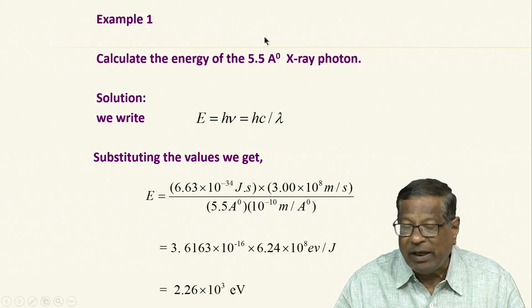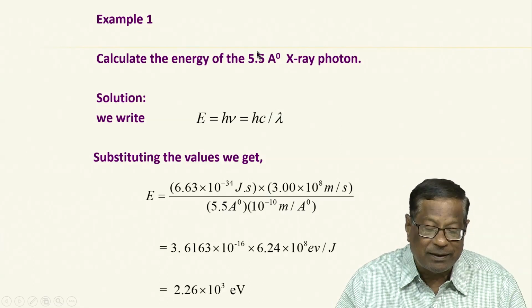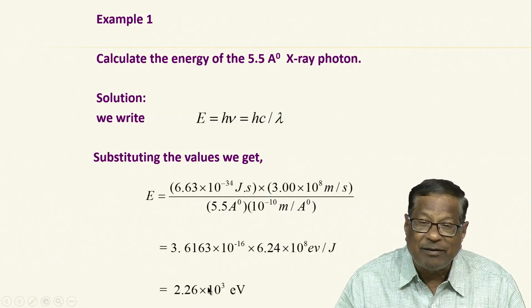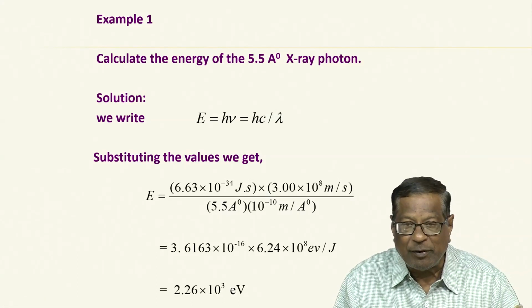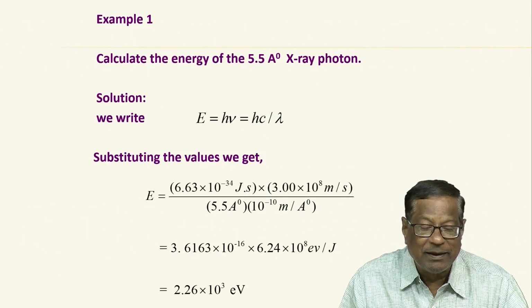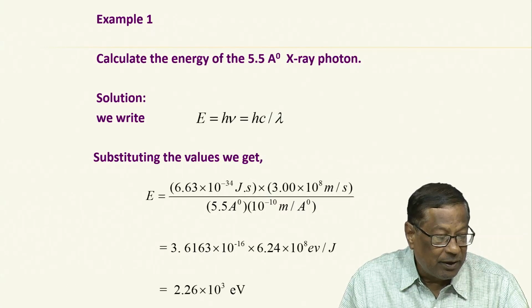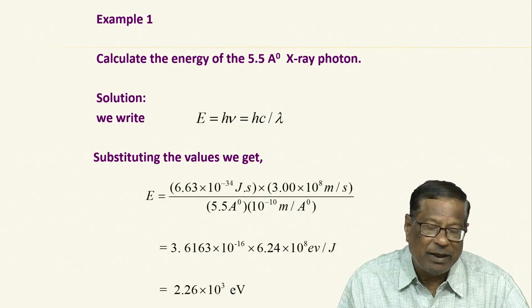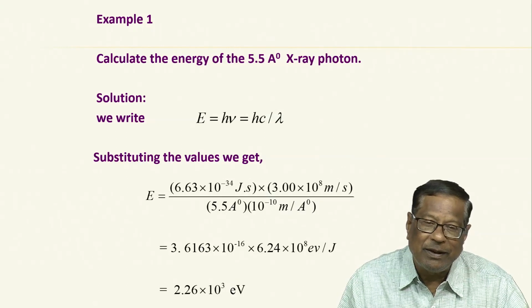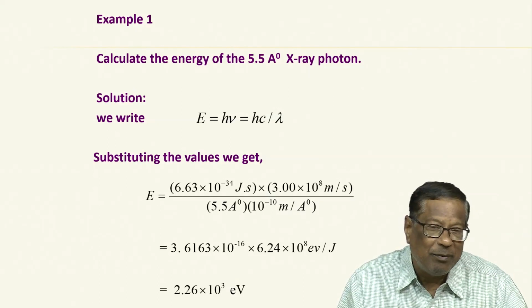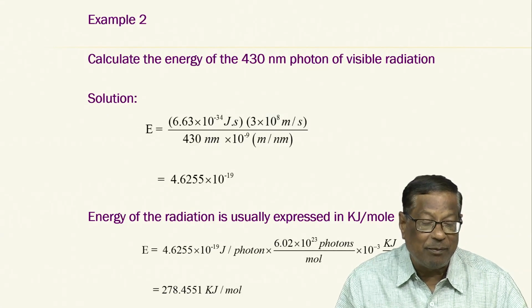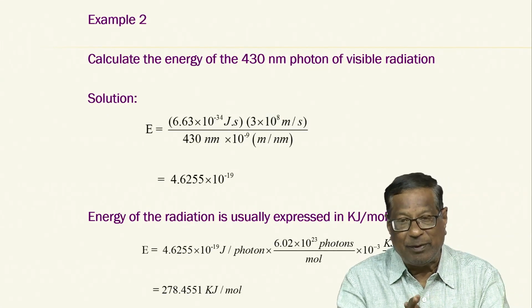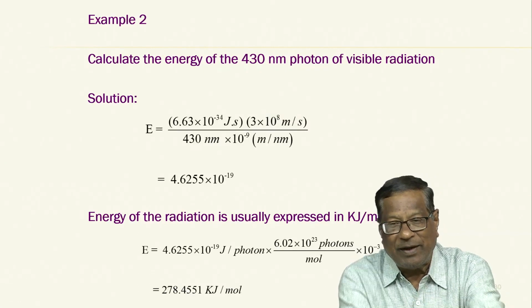Now, I can give you any wavelength and ask you to calculate the corresponding energy of the electromagnetic beam. So, that is the purpose of showing you this example. Okay. So, across the electromagnetic radiation, if I know the wavelength, I can calculate the energy of the electromagnetic beam of that wavelength. Okay. Now, here is one more example, 430 nanometers. Earlier one was in X-ray.